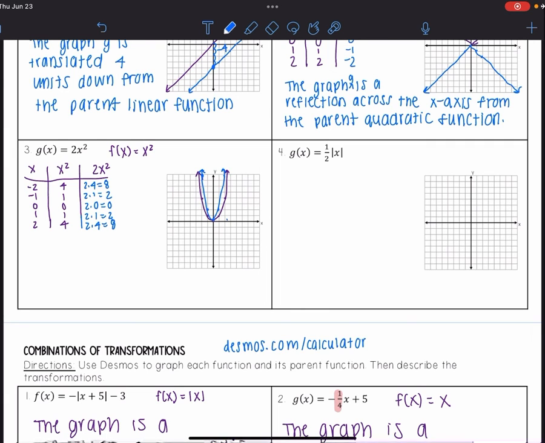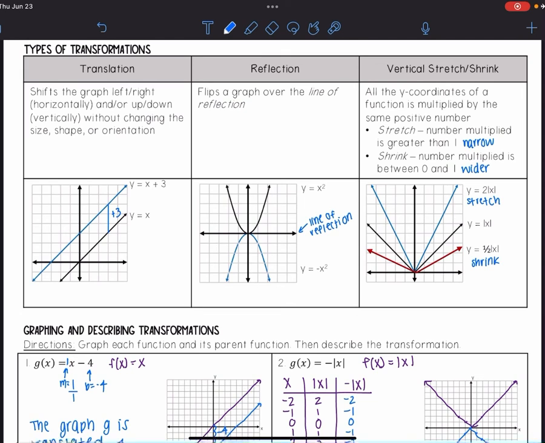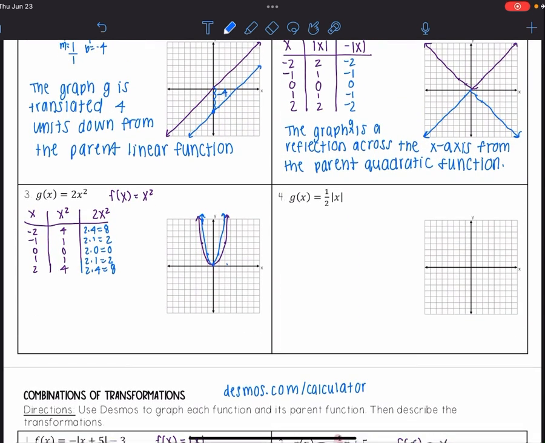So here I notice that my graph g is more narrow than my parent function. And so remember from that, when it's more narrow, that means we stretched our function from the parent function. So I can say that the function g is stretched by a factor of 2, because that's what I multiplied by. From the parent quadratic function.